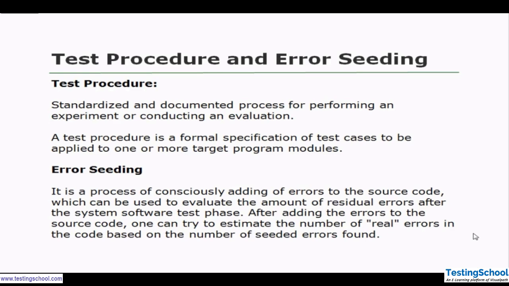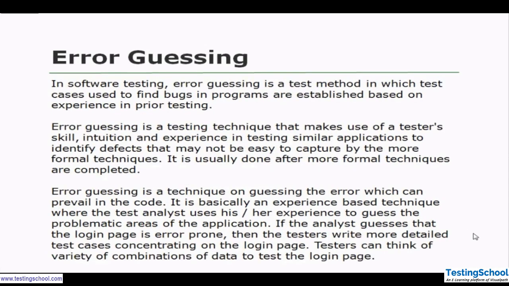So if we put certain errors in the source code, then at the last we verify the real errors and compare them with the seeded errors. So how many errors we have seeded and how many errors are the real errors. Then we have error guessing.